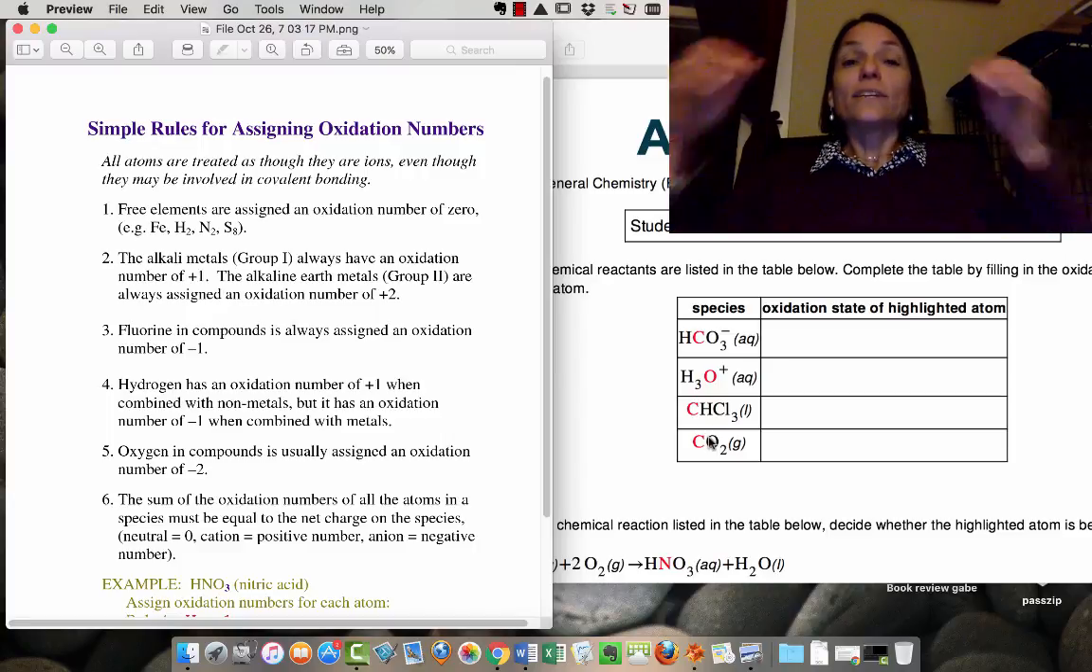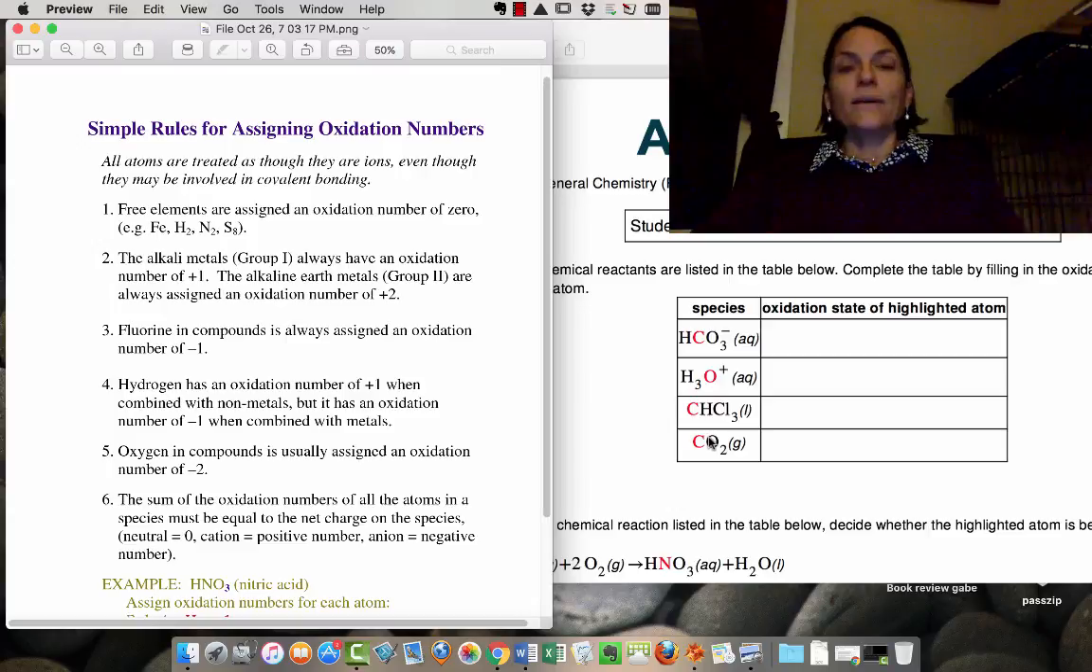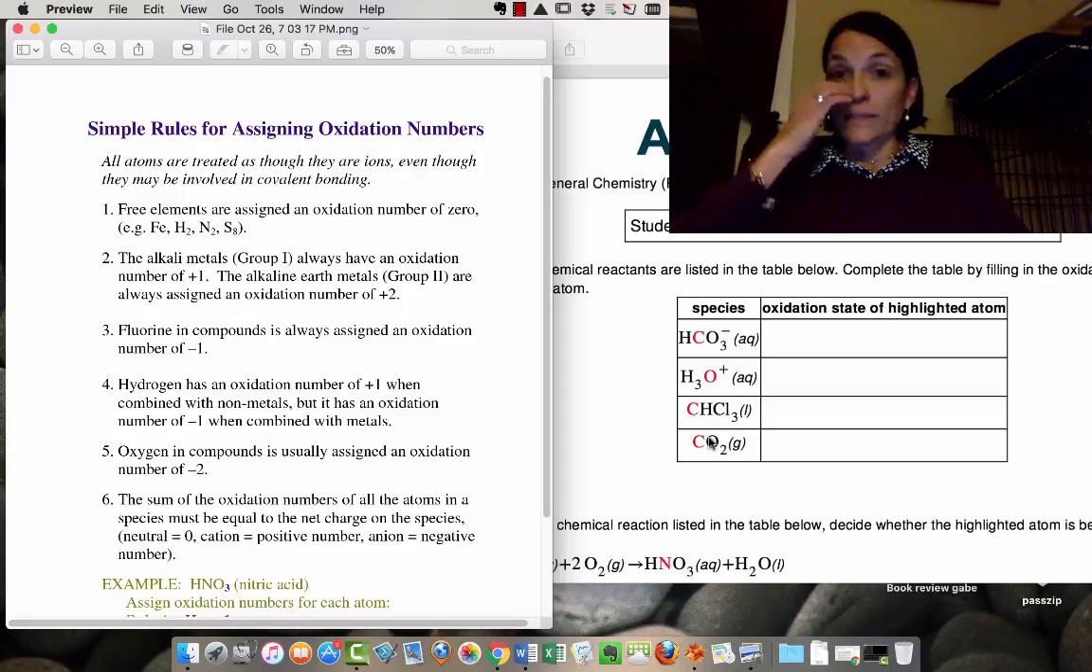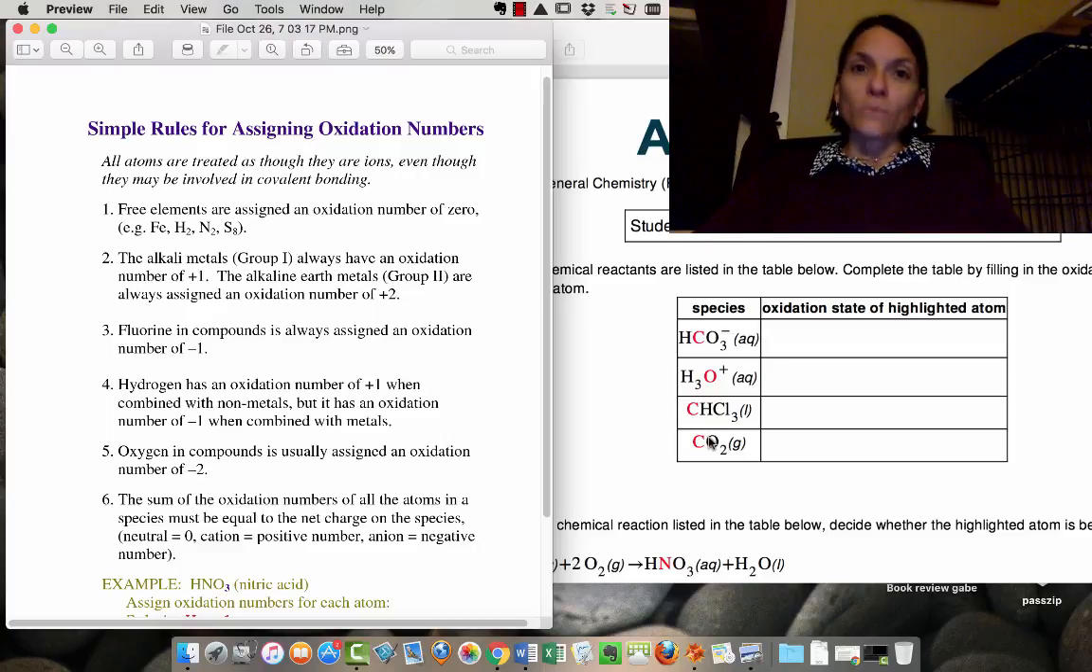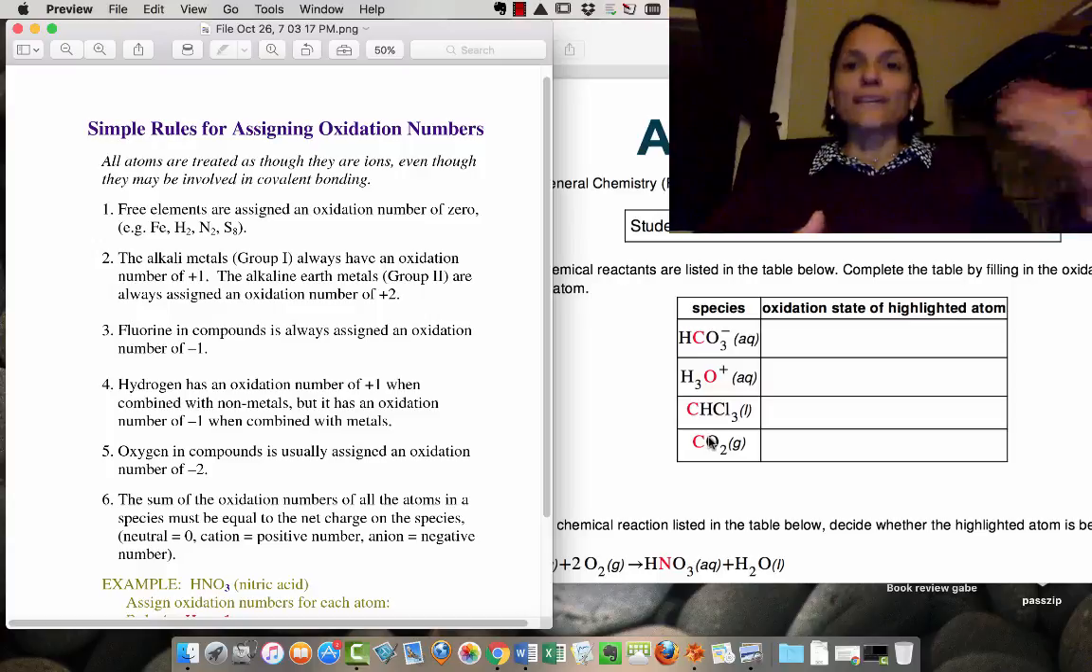Hydrogen can have an oxidation state of +1 when it's combined with a nonmetal, or -1 when it's combined with a metal, because we always know hydrogen has some unusual and special features. Oxygen is almost always a -2, which is its common charge, unless it's combined with fluorine.